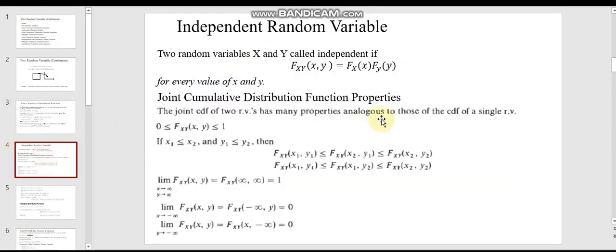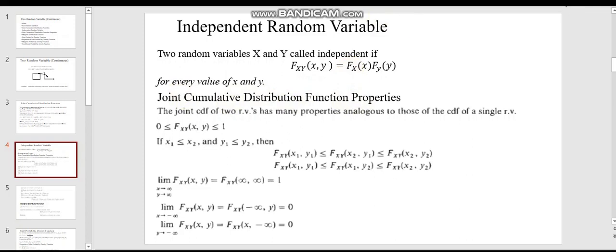Next, independent random variables. As we have already discussed, two random variables X and Y are called independent if the product of the CDF of X and the CDF of Y is equal to the joint CDF of X and Y for every value of x and y. Now the properties of the joint cumulative distribution function can be defined.